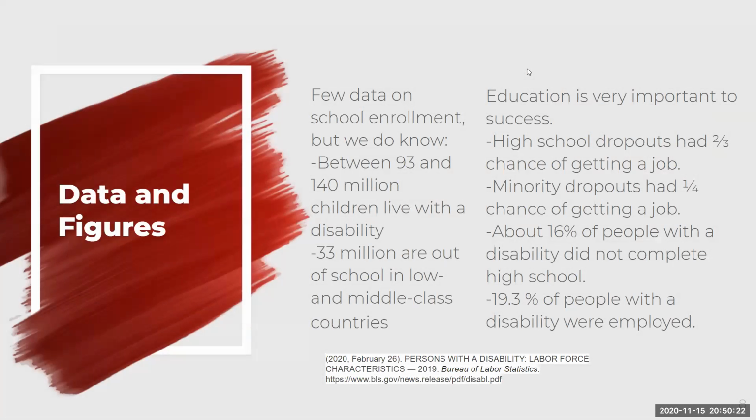There are few data on school enrollment figures regarding children with disabilities, but some facts are known. There are between 93 and 150 million children living with a disability, and there are as many as 33 million children that are out of school in low and middle income countries. Education is very important to economic and social success. High school dropouts had a 2/3 chance of getting a job. Minority dropouts only had a 1/4 chance of getting a job. About 16% of people with a disability did not complete high school. Though the percentage of disabled dropouts that get employed is not clearly stated by this source, 19.3% of people with a disability were employed.